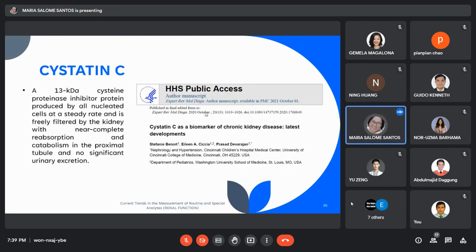Next is Cystatin C. Discussion will be based on the article Cystatin C as a biomarker of chronic kidney disease, latest developments. Cystatin C is a 13 kilodalton cysteine proteinase inhibitor protein produced by all nucleated cells at a steady rate and is freely filtered by the kidney with near complete reabsorption and catabolism in the proximal tubule and with no significant urinary excretion.